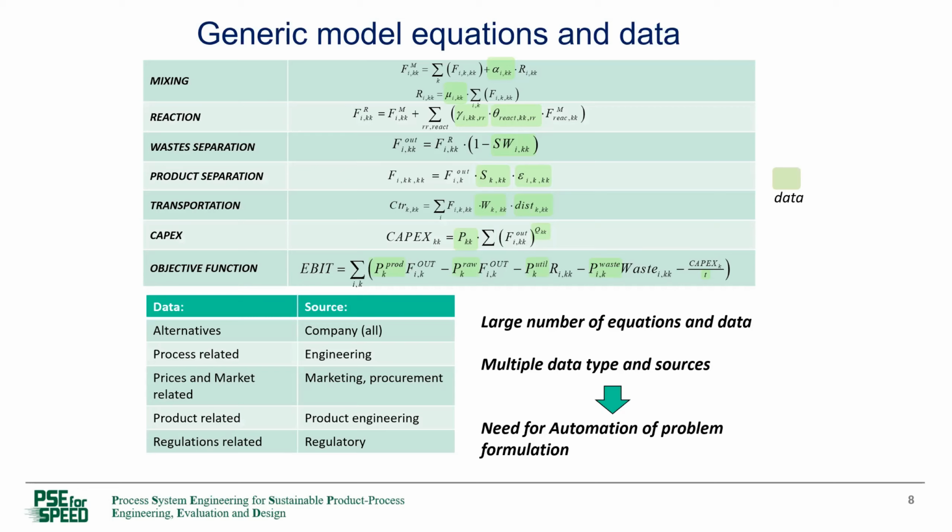So in the objective function, we need all the prices. The capex, we need the sizing parameters to calculate the cost. For the transportation, we need a transportation cost factor. For the product separation, we need the separation factors. For the reaction, we need the stoichiometry and the conversion. So all of these need to be given.